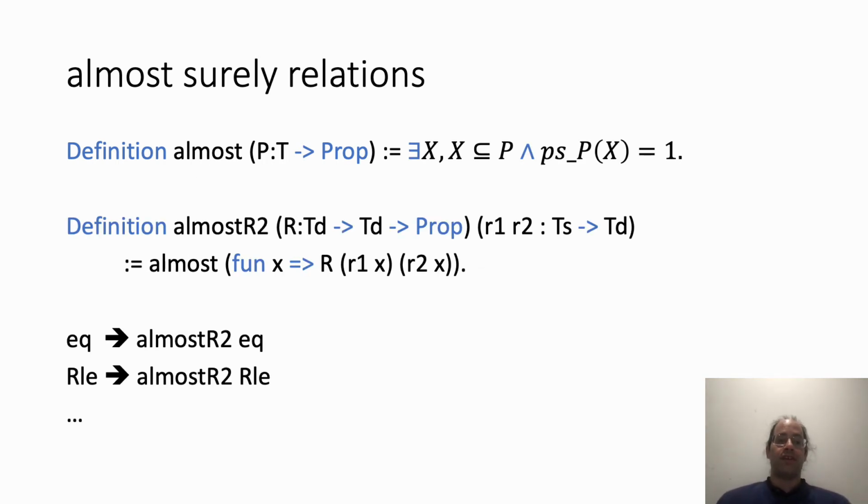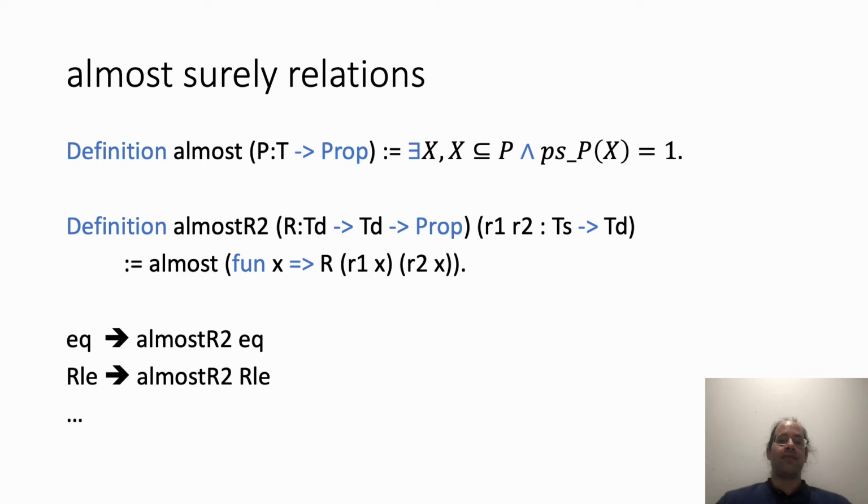That by itself is already a very important definition, but we can then lift that to relations by saying, given a relation between two elements of a target domain and two functions from some source domain to some target domain, we can say that almost R2 of that relation holds if we take those two functions, apply them to a single point in the source domain, and the relation holds, and that's almost the case over the source domain.